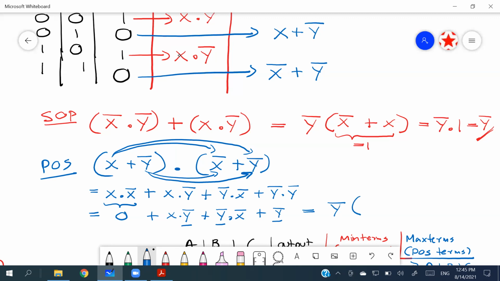So what will be there inside the brackets? X will be staying alone, that is this x. Then plus x bar is staying alone, that is this x bar, because we have taken y. Since we are taking y bar out, it will give us a 1.